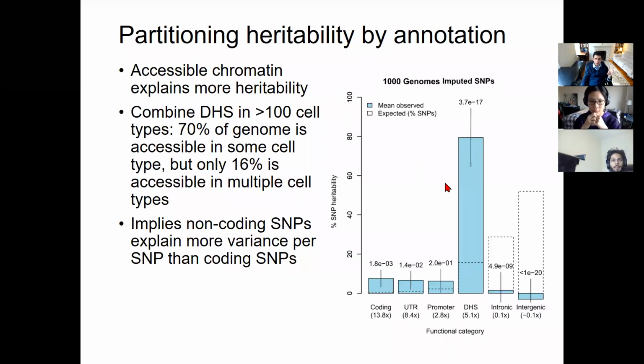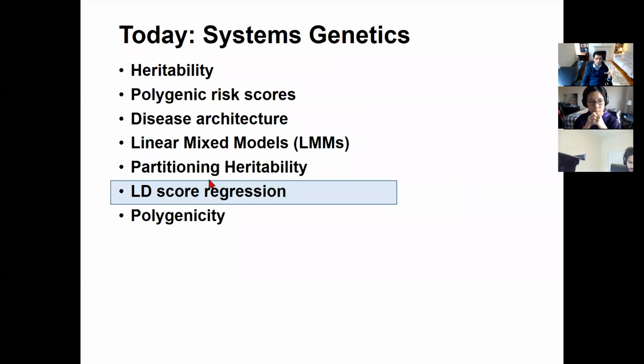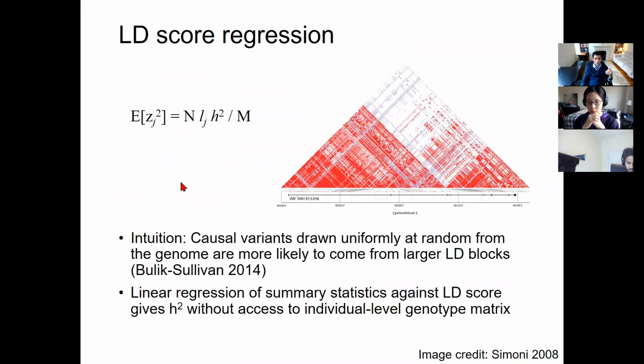So everybody with me on this concept of partitioning heritability? Yes? Awesome. So the next challenge is, how do we correct for the effect of linkage disequilibrium on these regions? That's what LD score regression tries to do. Here's the intuition behind LD score regression. The intuition is that causal variants are drawn uniformly at random from the genome. And if they're drawn like that, they're more likely to come from larger LD blocks.